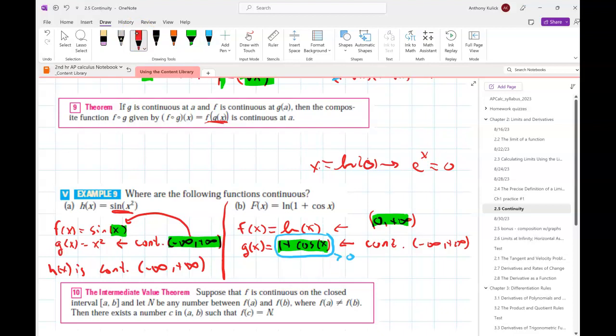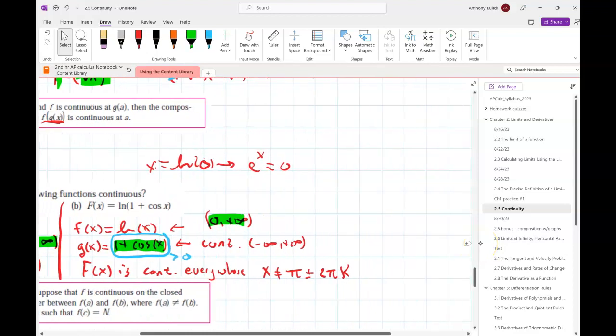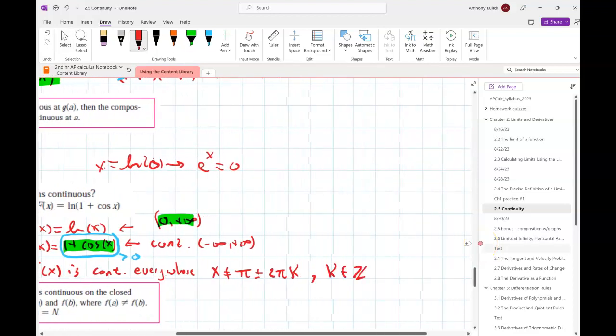So we can say capital F is continuous everywhere x does not equal pi plus or minus 2 pi k, where k is an element of the integers. Right? Everybody's okay with that?